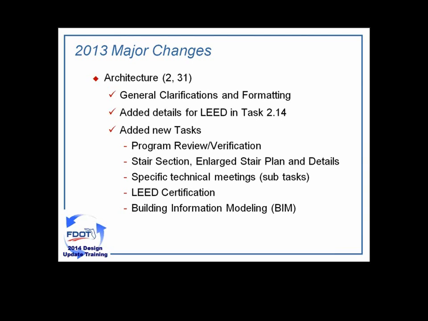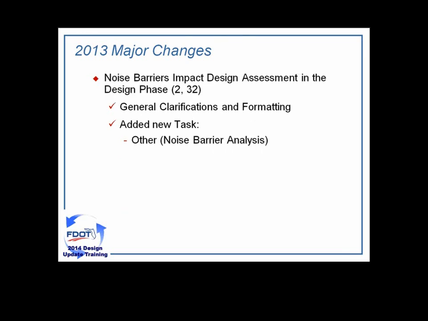Additionally, there were new tasks added to Section 31, including program review and verification, stair section and large stair plan and details, specific technical meetings as subtasks, LEED certification, and building information modeling, or BIM. There were very few revisions in the noise barrier impact design assessment in the design phase during this update cycle. There was one new addition of other noise barrier analysis in Section 32.